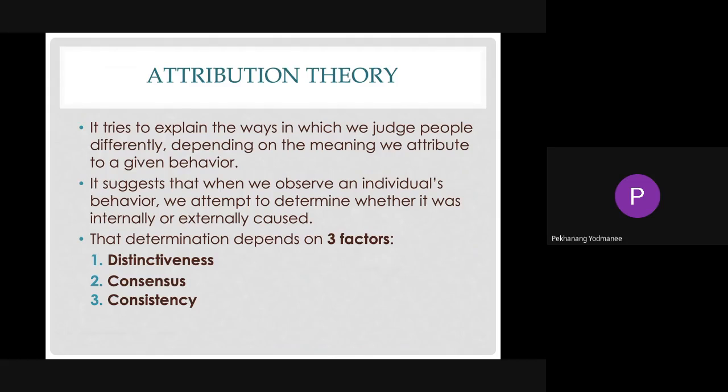Attribution theory suggests that when we observe an individual's behavior, we attempt to explain whether it was internally or externally caused. The determination depends largely on three factors. For the first one, distinctiveness. The next one, consensus. And the last one, consistency. Let's clarify the differences between internal and external causation, and then we will discuss the determining factors.